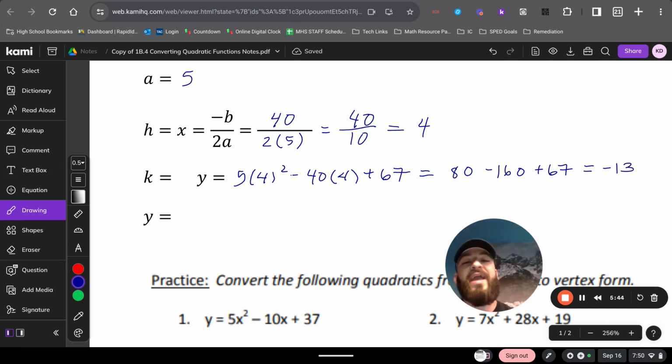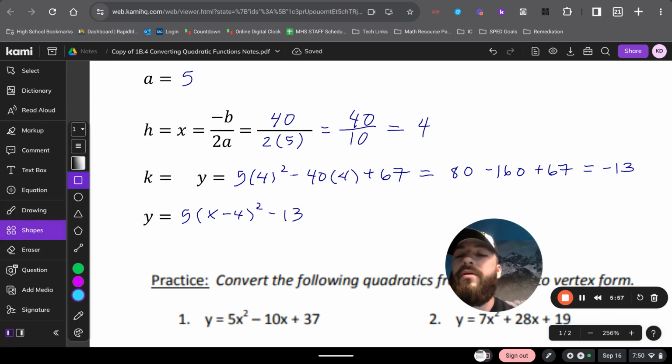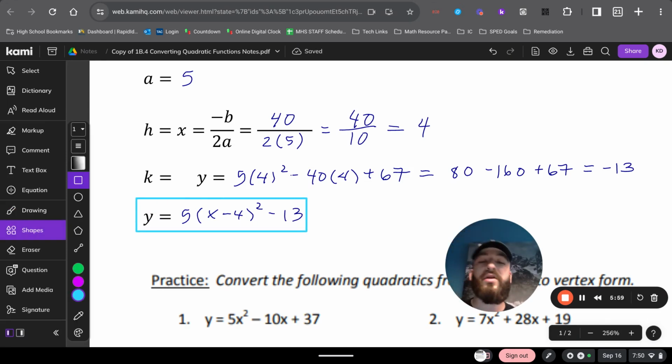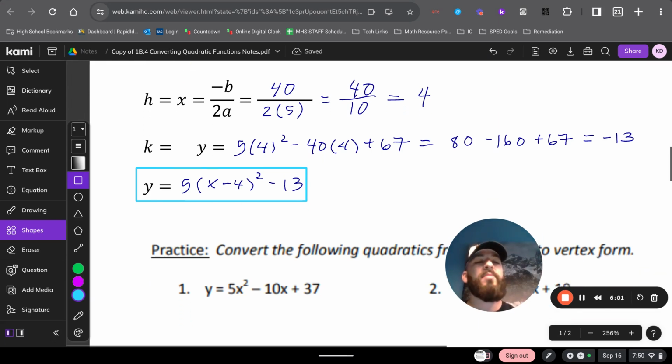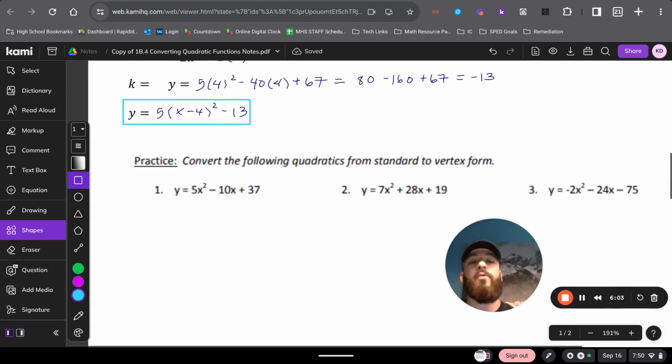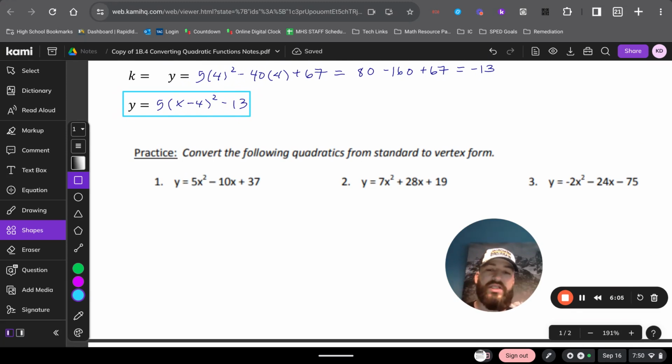So once again, I have A, I have H, I have K, so I can plug that into my equation. 5, parentheses x minus 4, squared, and then minus 13. All right, y'all, so that's really all there is to it. I want you to go ahead and pause the video and work on those 3 practice questions. See if you can do them without me. If you need to cheat, you can. But try and see if you can complete all of these and then unpause the video to see those solutions.